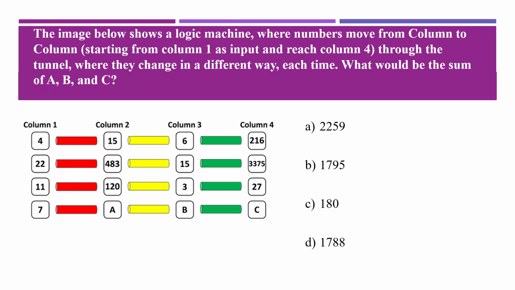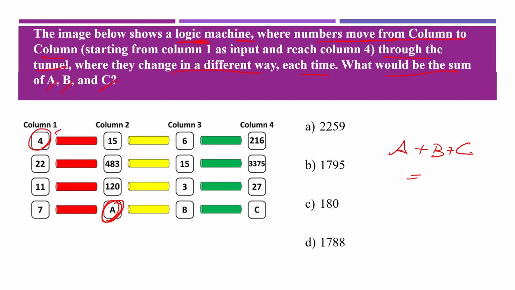The image below shows a logic machine where numbers move from column to column through the tunnel, where they change in a different way each time. What would be the sum of A, B and C? Okay, A is here. Let's check the pattern. Oh, it's so easy. I found the pattern.